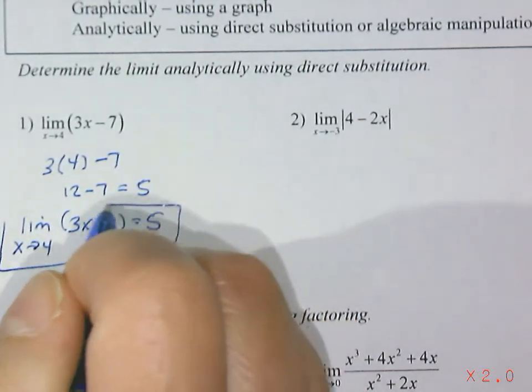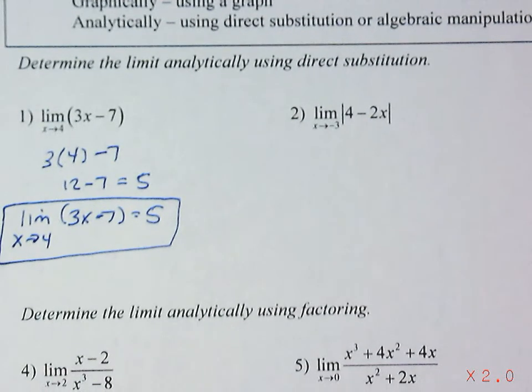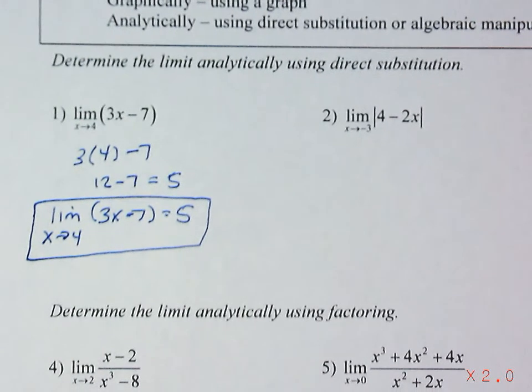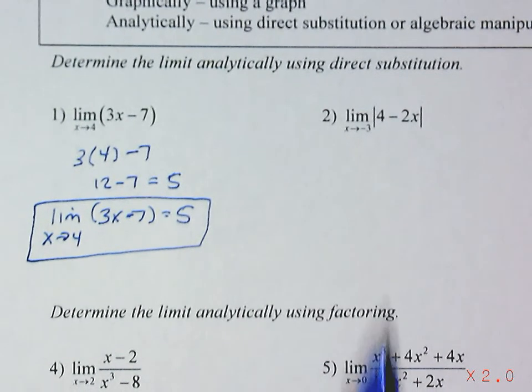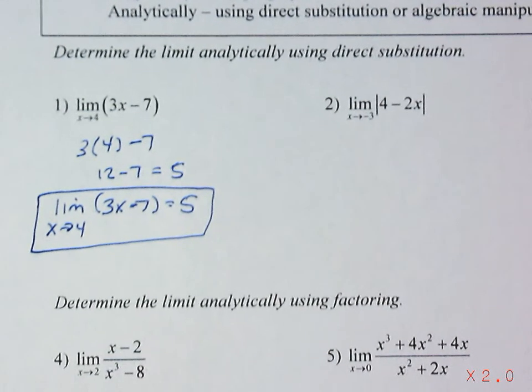And remember, a limit is not always what's happening at the point on the function. It's what's happening as you get close to the function. And if you can imagine what 3x minus 7 looks like, it's a line. It's a continuous function. There are no breaks. So all you're doing is looking for the limit as x approaches 4 of that function. You're looking for the y value.